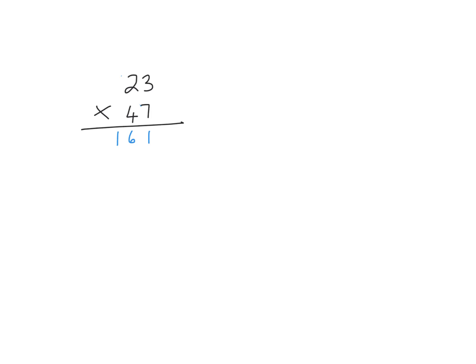The first thing I have to do is put a placeholder because I'm done with the units. I've dealt with that 7 now. 3 times 4 is 12. Why does the 2 go into the tens column? Because I'm not actually multiplying 3 times 4. I'm multiplying 40 times 3, and that's 120. Therefore, there's the 2 in the tens column. That 100 has to be carried over.